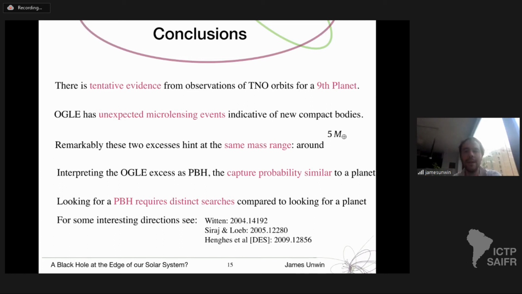So I think this is a very exciting possibility, even if it is highly speculative. Sometimes you need to look for high risk, high reward scenarios. So thank you very much for your attention. I hope you found this interesting.